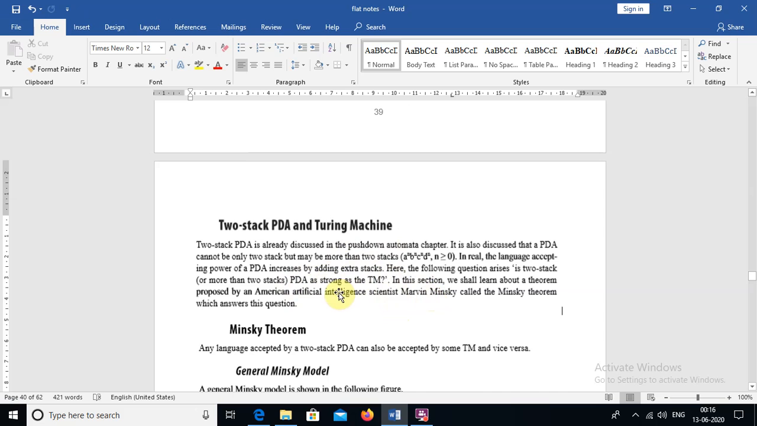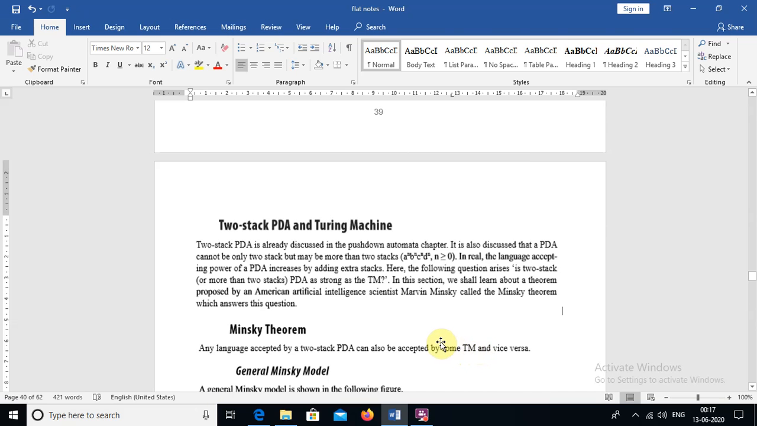To answer this, an American artificial intelligence scientist, Marvin Minsky, proposed a theorem, the Minsky theorem. The Minsky theorem states that any language accepted by a two stack PDA can also be accepted by some Turing machine, as well as vice versa.